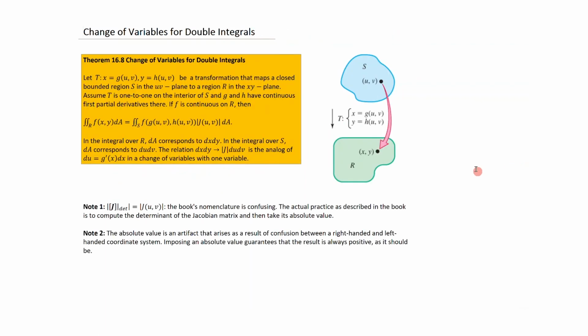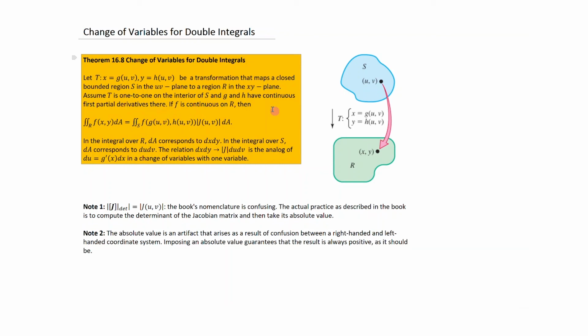All right, so the next thing would be to put everything together in the form of a theorem. This is Theorem 16.8, Change of Variables for Double Integrals. Again, you're given a transformation that maps a closed bounded region S in the UV plane to a region in the XY plane. Again, we're assuming that T is one-to-one in the interior of S, and G and H have continuous first partial derivatives.